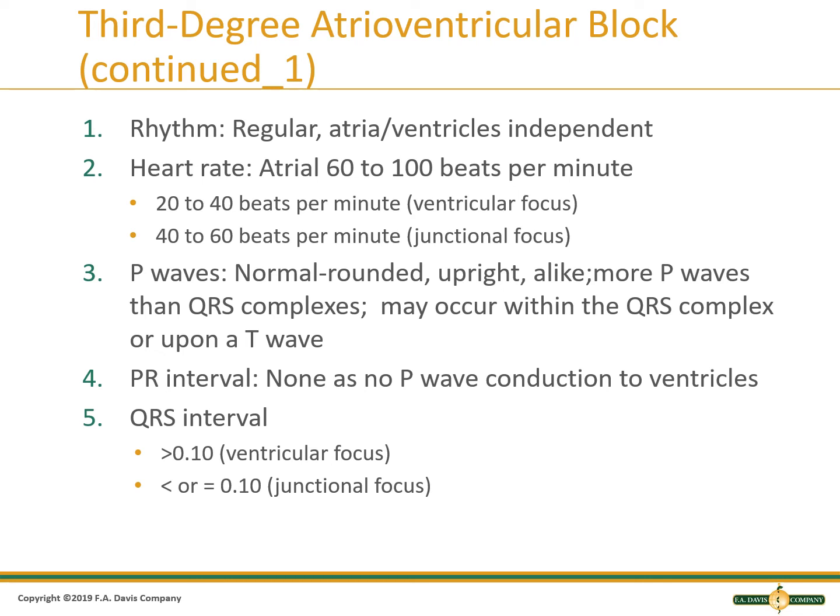P waves are normal, rounded, upright, alike, and there are more P waves than QRS complexes. They may occur within the QRS complex or upon a T wave. The PR interval is none as no P wave conduction to ventricles is occurring. The QRS interval, if it's greater than 0.10 seconds, then it's a ventricular focus, or if it's less than or equal to 0.10 second, then it's junctional focus.